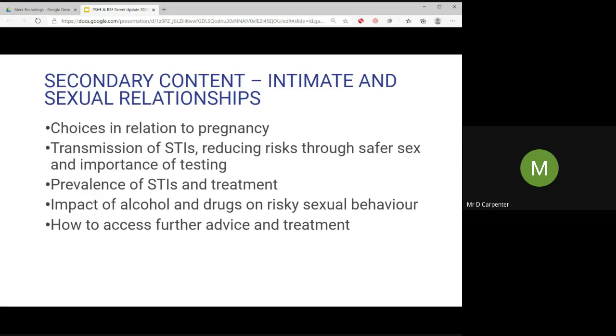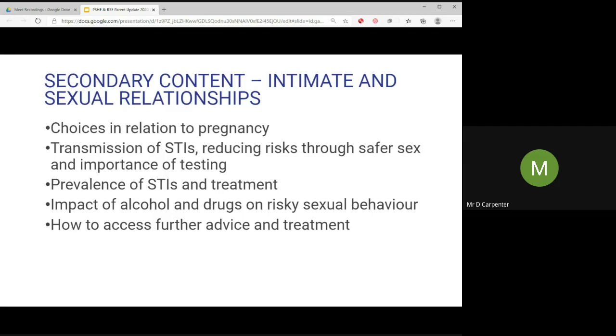This carries on. So choices in regards to pregnancy, the transmission of sexually transmitted infections and how to reduce risks through safe sex and the importance of testing, the prevalence of sexually transmitted infections, the impact of alcohol and drugs on risky sexual behavior, and how to access further advice and treatment.